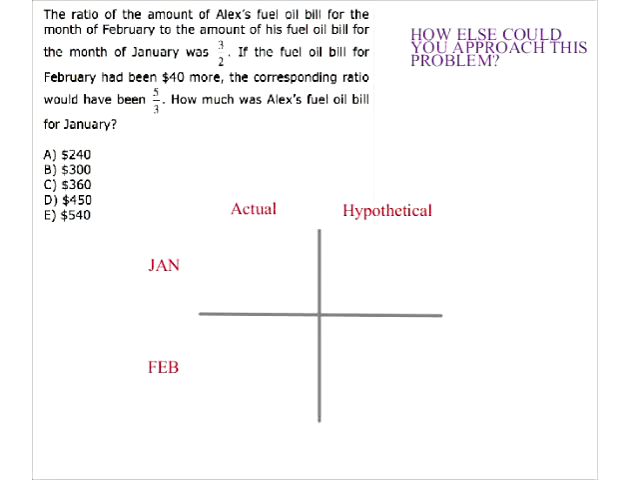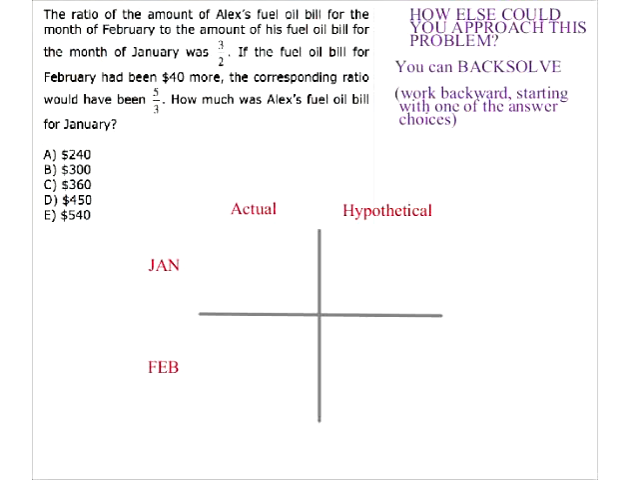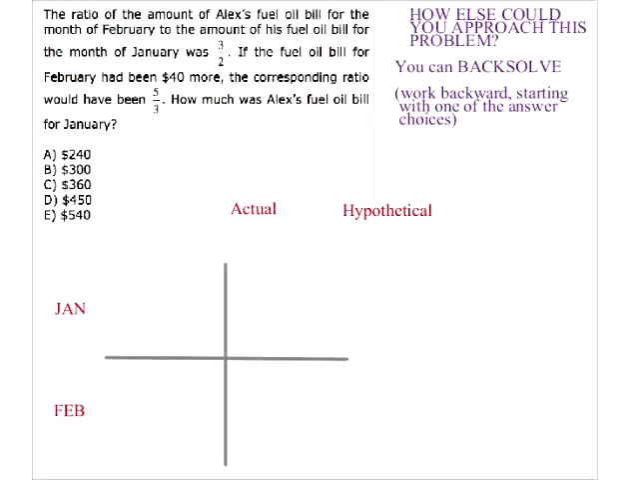What back solve briefly means is you can work backward starting with one of the answer choices. This is one of the most important things that you can possibly know for the quant section of this test: how to back solve and how to do other backup methods. In fact, back solving can solve something like 20 or 30% of all the multiple choice questions.